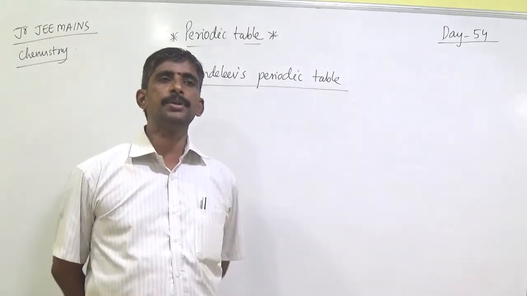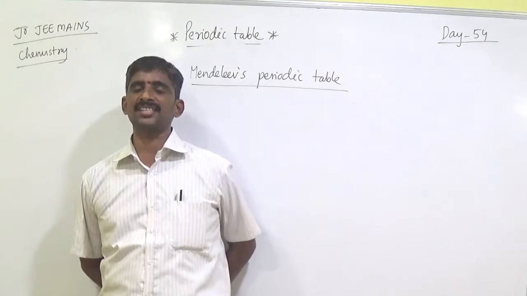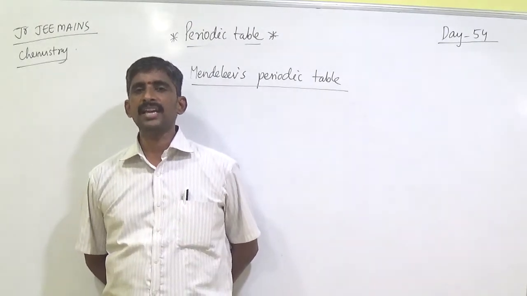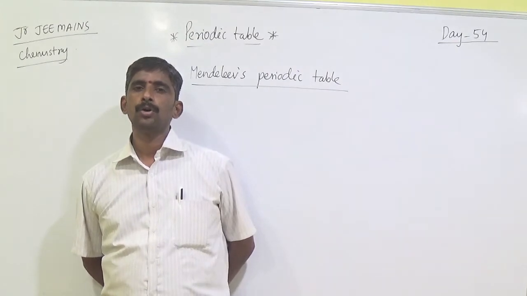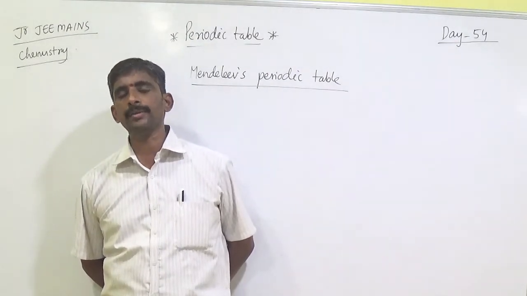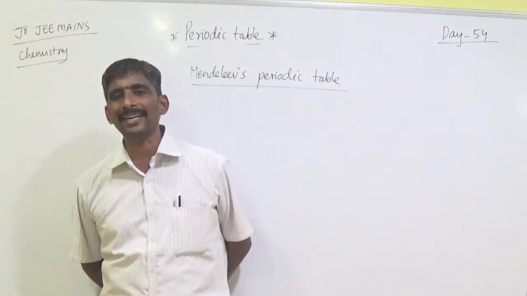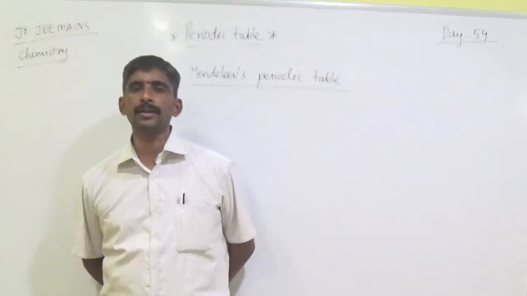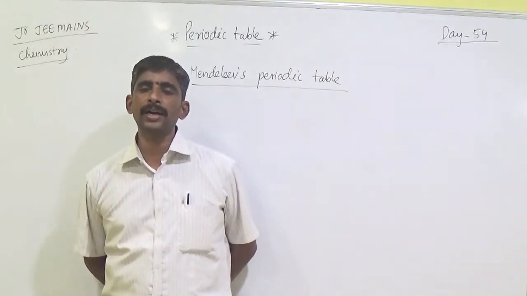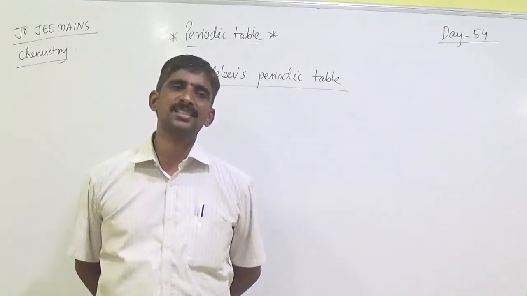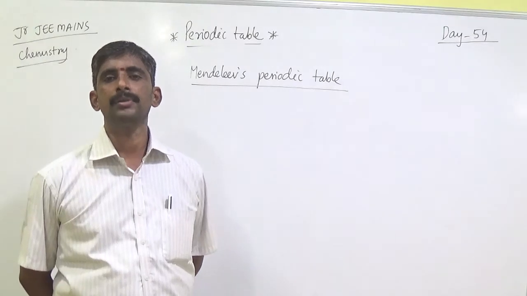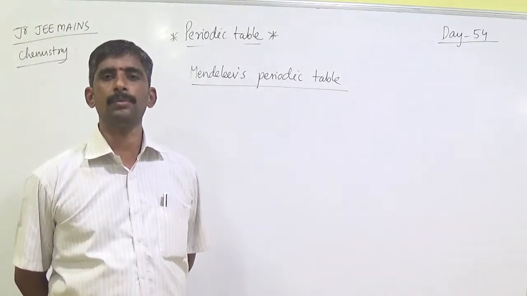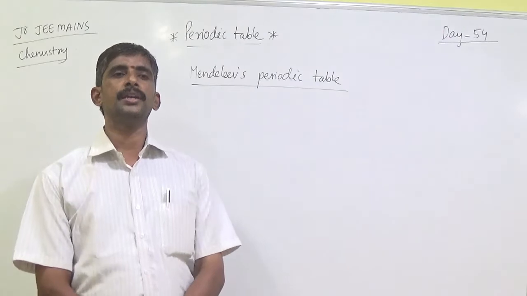In the Mendeleev periodic table, the 8th group contains 3 transition triads. What are they? The first one is iron, cobalt, nickel; then ruthenium, rhodium, palladium; then osmium, iridium and platinum. So the 8th group contains 3 transition triads: iron, cobalt, nickel, ruthenium, rhodium, palladium, and osmium, iridium and platinum.